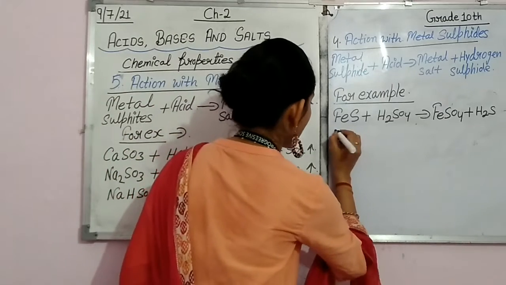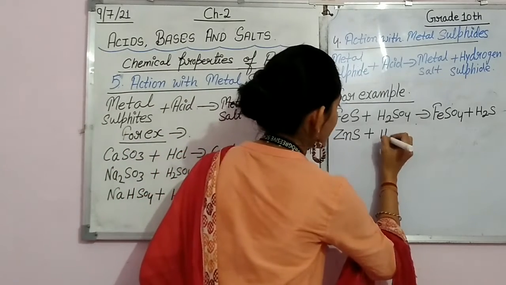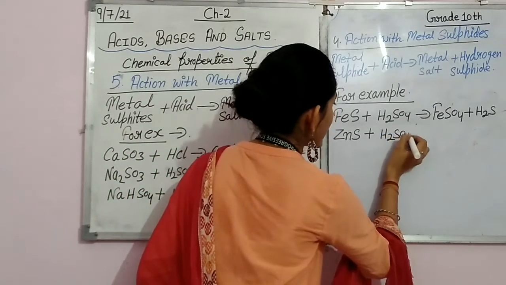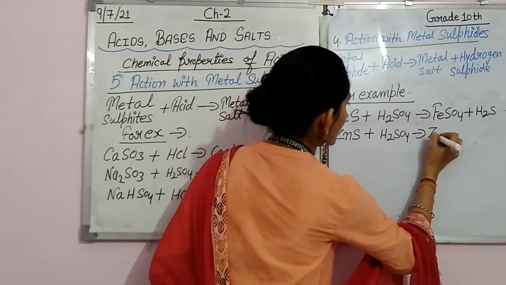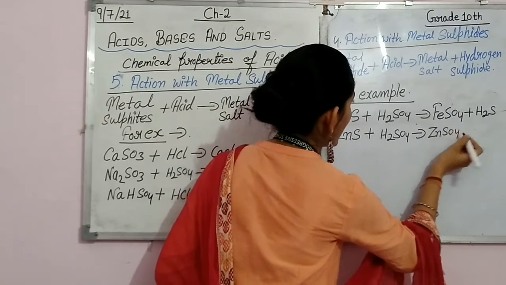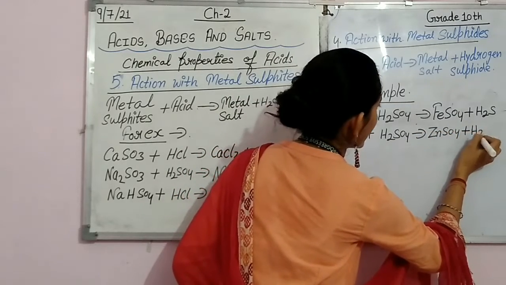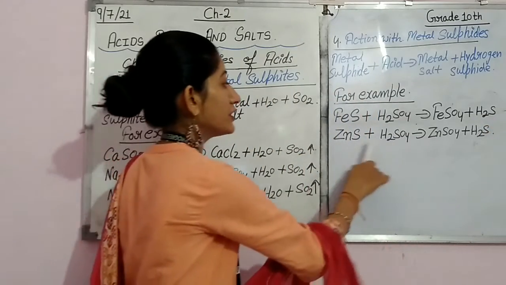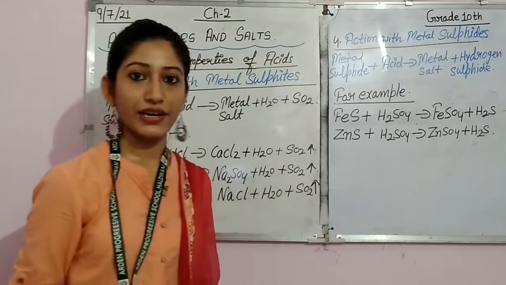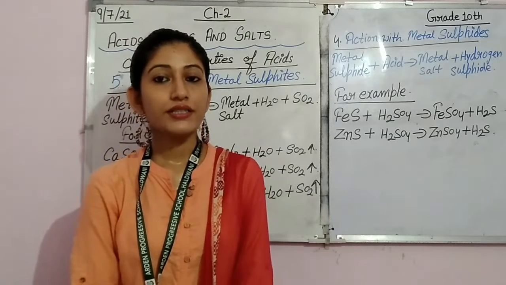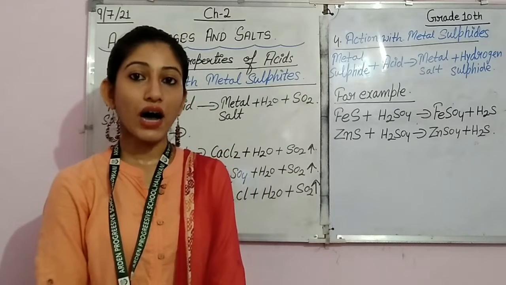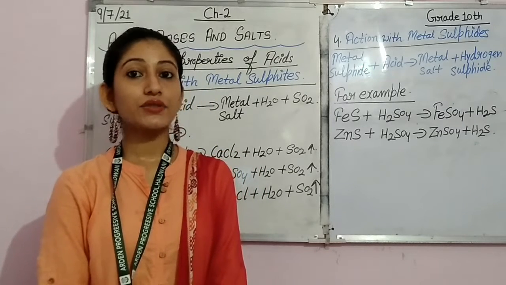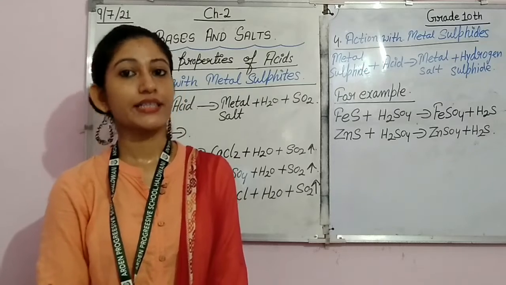One more example you can take. Suppose we have taken zinc sulfide. If we are reacting this zinc sulfide with sulfuric acid, then what product will form? ZnSO4 plus hydrogen sulfide gas will be released. So students, here we have seen how acids react with the metal sulfides.